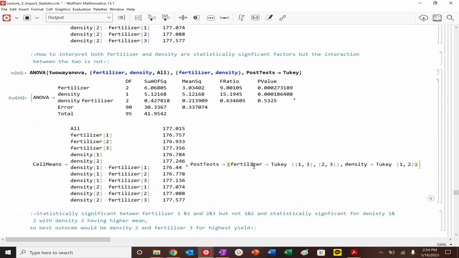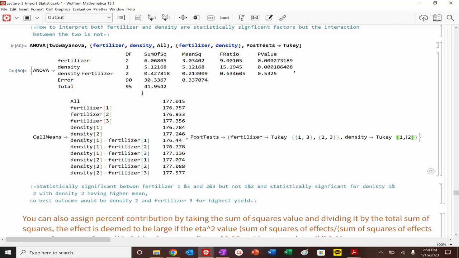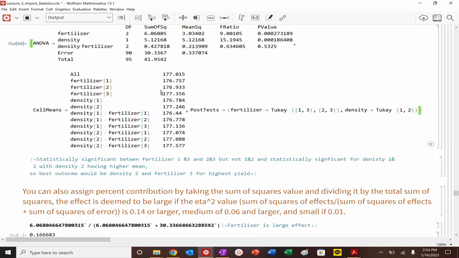So what about the significant interactions between each other? Here I could see for fertilizer, same thing: 1 and 3 are statistically significant, 2 and 3, that makes sense. And there is a difference between high density, or 1 and 2, for my density as well. If I look at these values, fertilizer 3 again has the highest mean, excellent. Density 2 looks like it's going to have the largest effect because there's a larger mean here.